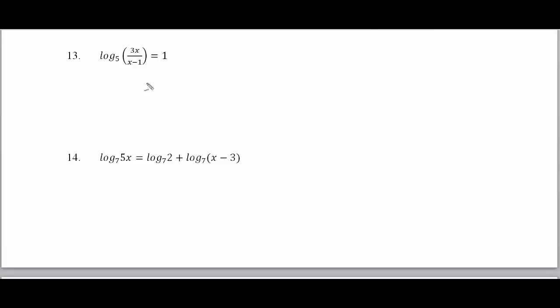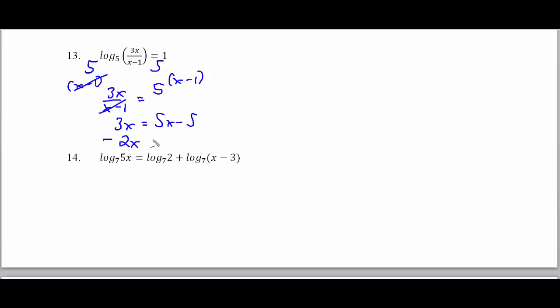What I'm going to do first is I'm going to take the base 5 of both sides, and that means I'm going to have 3x over x minus 1, because that simplifies to 1 times that, and 5 to the first power is just 5. Now what I would do here is either cross multiply or clear the denominator. So either way, the denominator has to be multiplied by x minus 1. So here I have 3x is equal to 5x minus 5. I subtract the 5x from both sides, and I get negative 2x equals -5. And then I divide both sides by -2. X is equal to 5 halves.